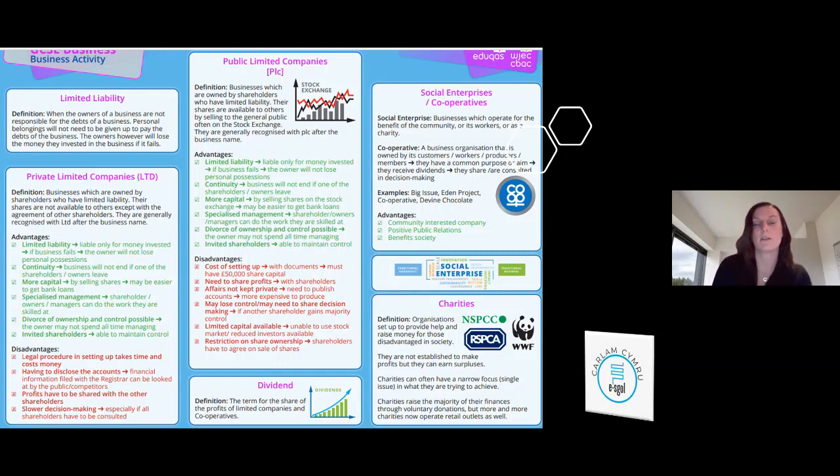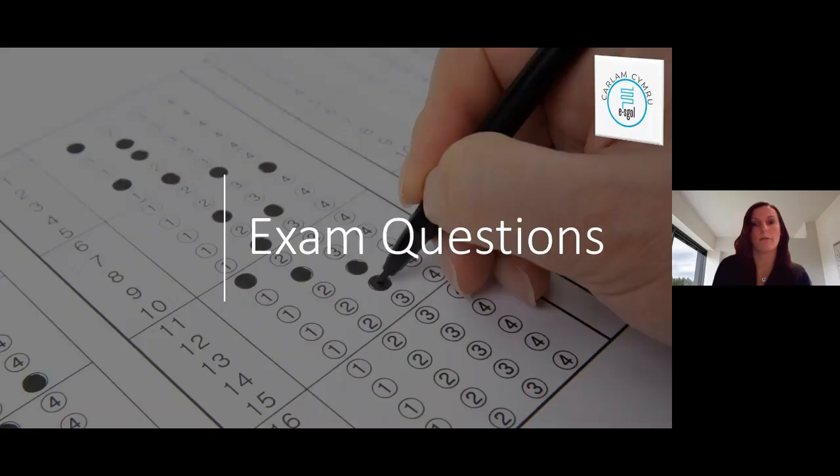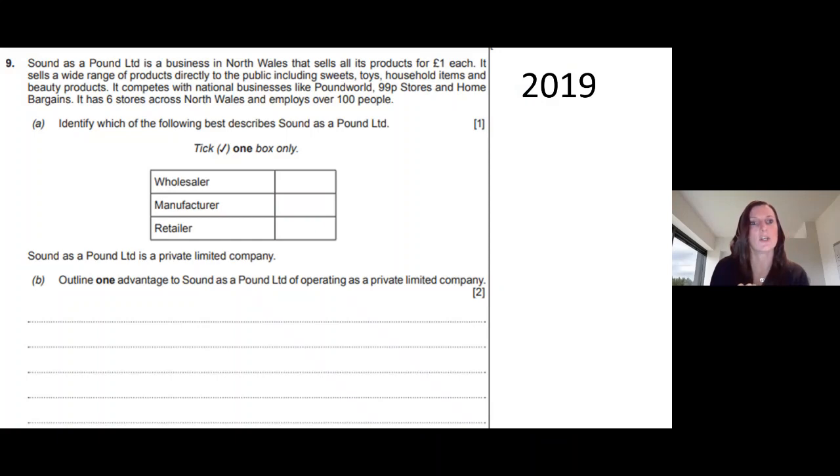Okay, so that was a very quick whistle-stop tour of business ownership. That's quite a big chunk of business activity. So let's have a little look at question 9 on the 2019 paper.